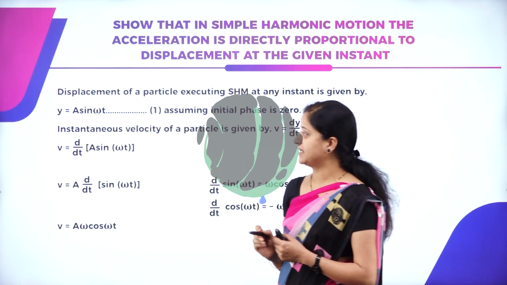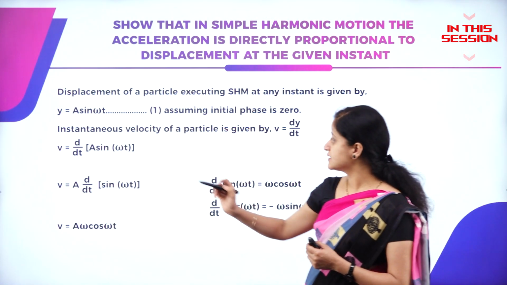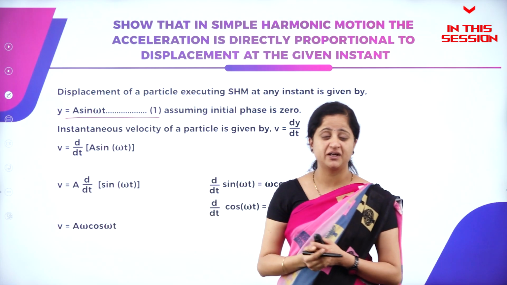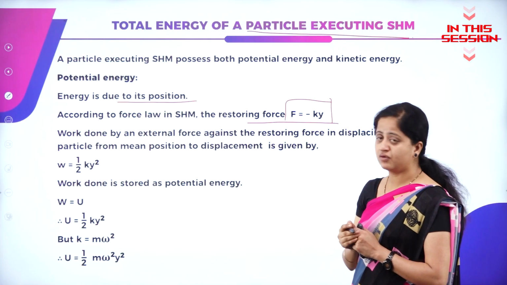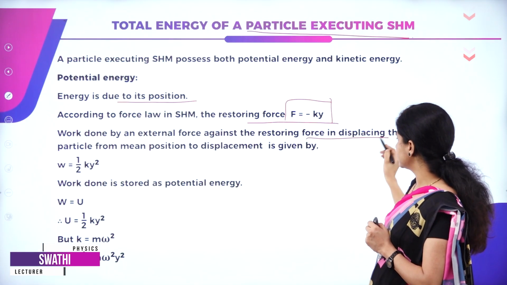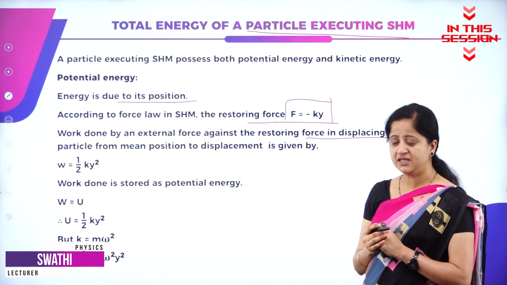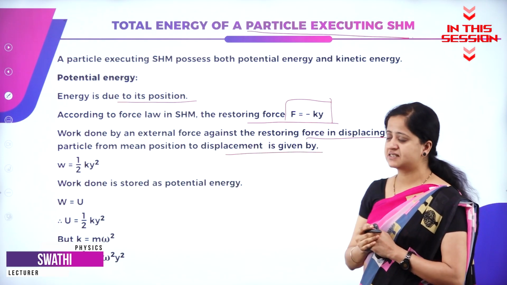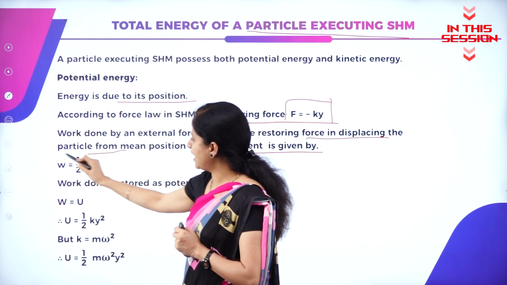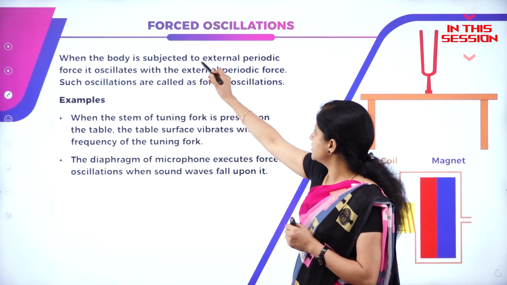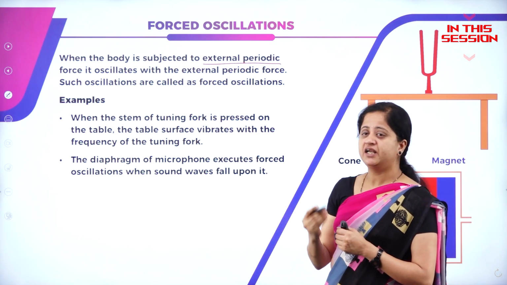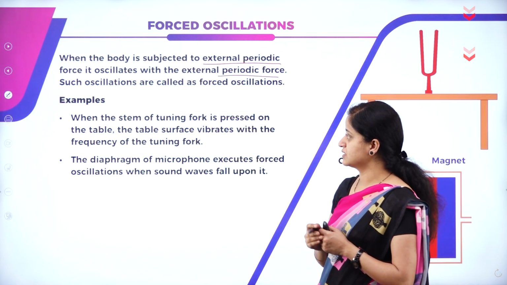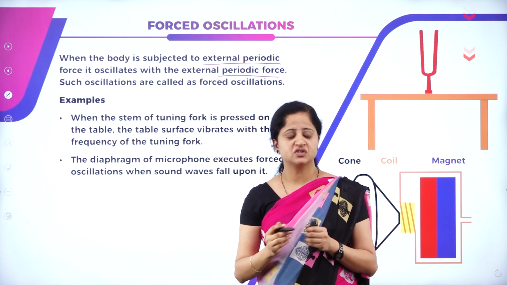The displacement of a particle executing simple harmonic motion is given by y is equal to a sine omega t. The work done by an external force against the restoring force in displacing the particle from its mean position to displacement y is given by W is equal to half ky square. When the body is subjected to an external periodic force, it oscillates with the external periodic force. Such oscillations are called forced oscillations.